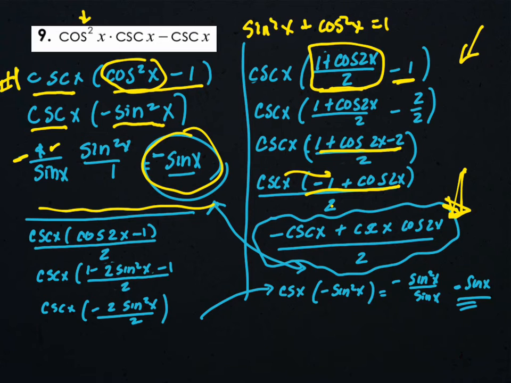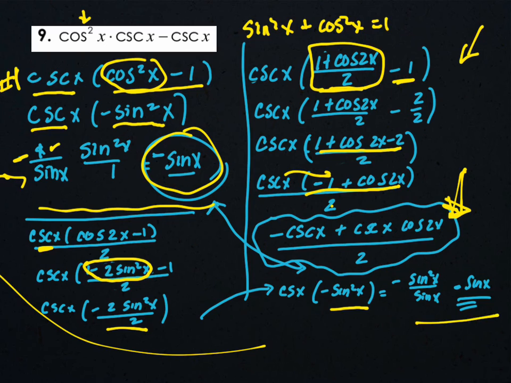And I'm like, well, that's certainly not the same thing as negative sine x. So I decided to see, so I started to simplify this back, try to multiply this through. So I factored out a cosecant x and got that. And then I changed cosine 2x to 1 minus 2 sine squared x. And then I simplified that further, and I ended up with cosecant x times negative sine squared x, which was what I had way up here, and it equals negative sine x.